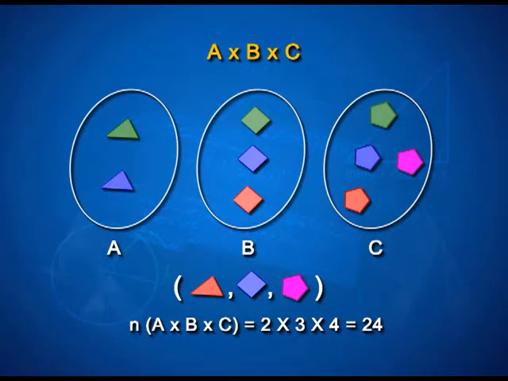So, if I have this representation, how many such elements can be formed? Looking at the situation that I had A with 2, B with 3 and C with 4 elements, the Cartesian product A cross B cross C will have 2 into 3 into 4, that is 24 elements. And that is how one would represent the Cartesian product of 3 sets.